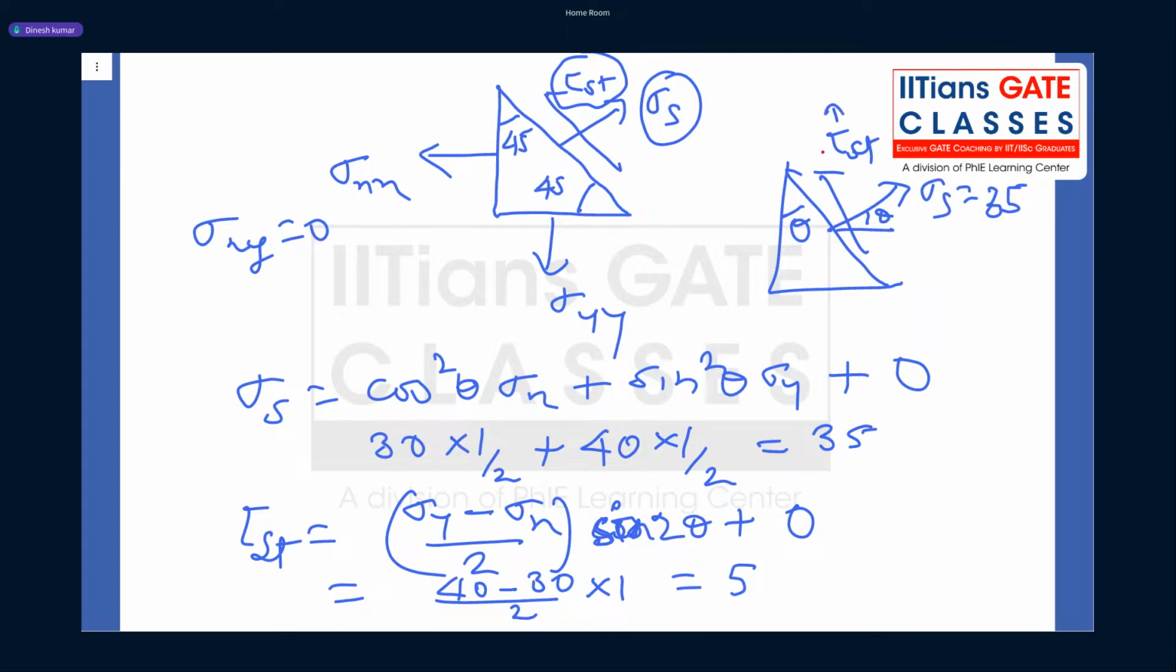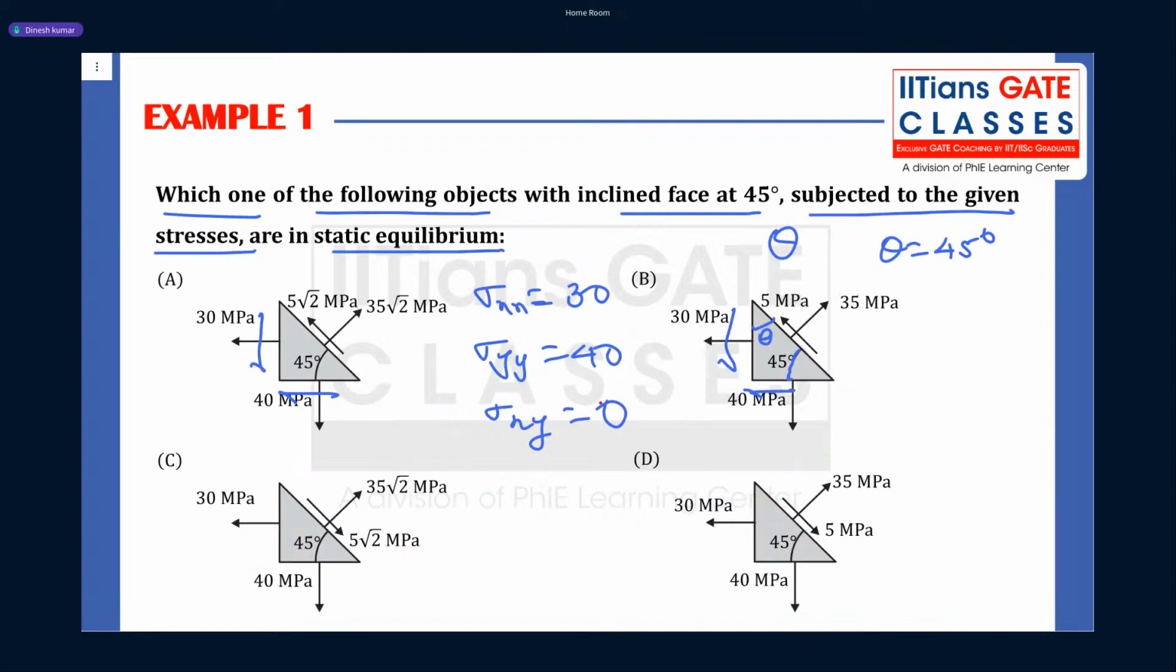So that means this tau st we got is a positive value. When you get a positive value 5, that means the direction we considered is correct. Now tell me, which is the correct answer? You got sigma s equal to 35, right? So you can see A can't be the answer, C can't be the answer. So it is only B and D. Now we got tau st positive, so this is the correct direction. If you would have got negative, it would be this. So D is also not correct. So what is the correct answer? B is correct. So this is how you need to solve a problem in the GATE exam.